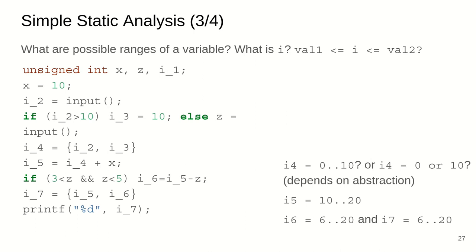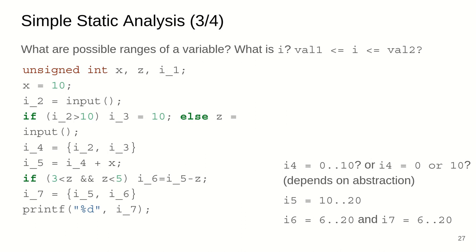Like if I is larger than 10, it is either between 0 and 10, because that's the upper max that's being cut. Depending on the abstraction for I4, we can keep track that it is between 0 and 10, or that it is 0 or 10, right? If you only have the upper bounds.